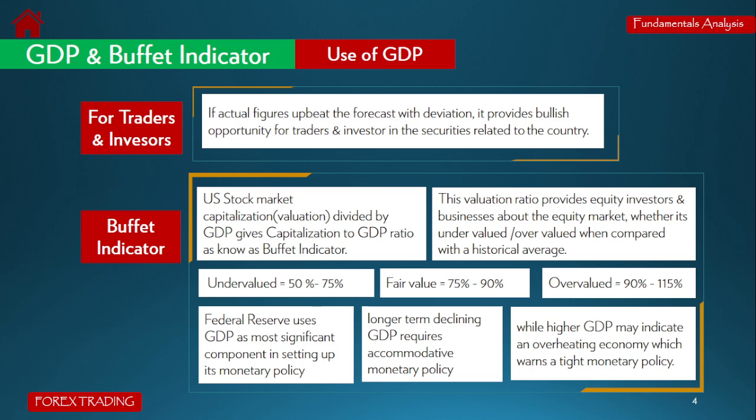On the other hand, the Federal Reserve uses GDP as the most significant component in setting its monetary policy. They adjust their monetary policy according to how the GDP is performing. If the GDP is declining for a longer period of time, they adjust their monetary policy accordingly. But if the GDP is higher and the economy is overperforming or overheating, then they have a different monetary policy. They use different monetary tools to cool down the overheated economy. In this case, they increase the interest rate to cool down the economy.